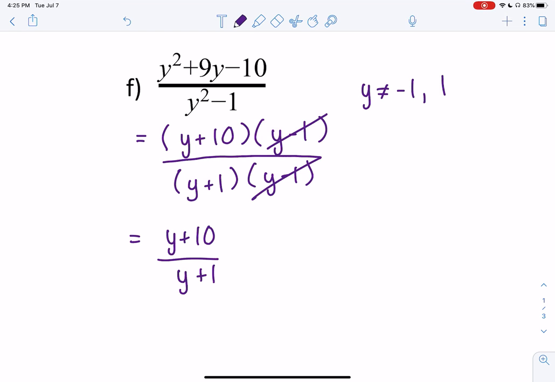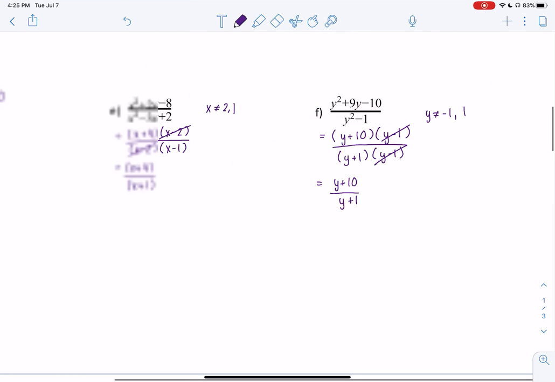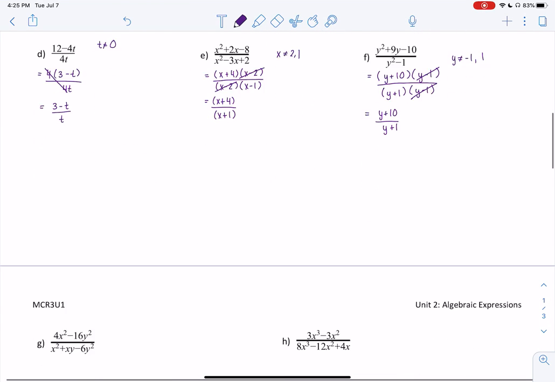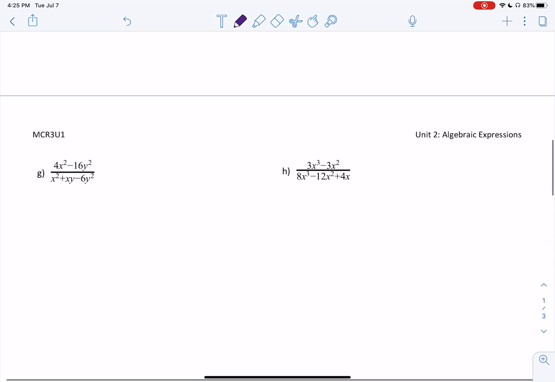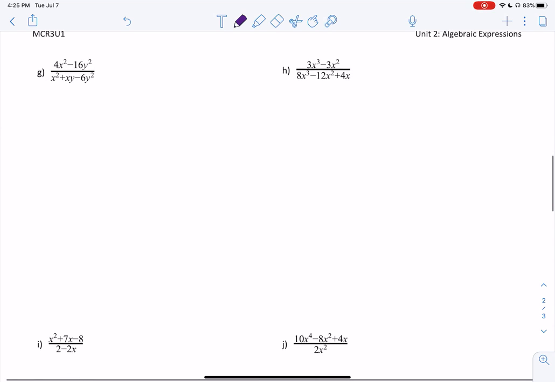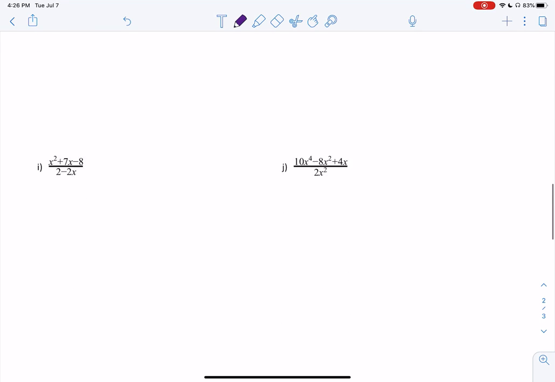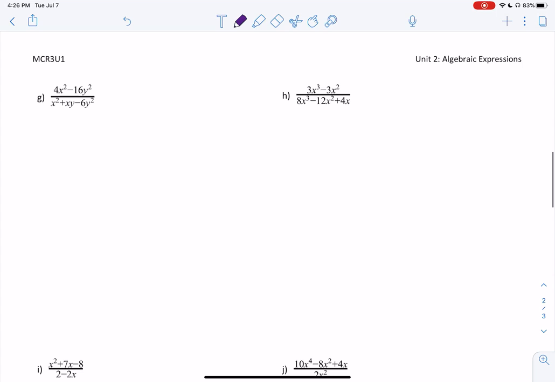So now what I want you to do is there are some trickier ones here. So I want you to continue trying these on your own. Remember, first step is to factor, then cross things out and state restrictions, and then simplify. So give the rest a try on your own, and I'll post all of the solutions.